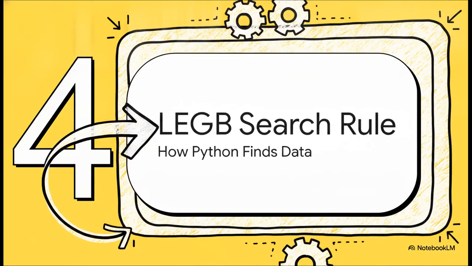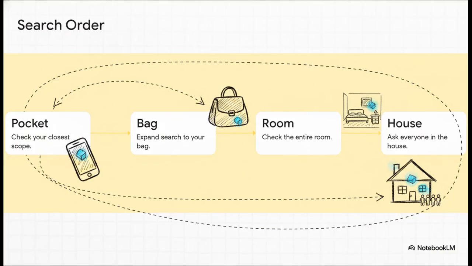Which brings us to Section 4, the LEGB search rule. Finding a variable in Python is exactly like looking for your misplaced phone in real life. You search in a very logical order, right? First, you check the closest possible place, your pocket. If it's not there, you expand your search to your bag. Still nothing? You check your room. Finally, as a total last resort, you go ask everyone in the house. Python searches for variables in that exact same progressive way, starting from the closest place and moving progressively outwards.